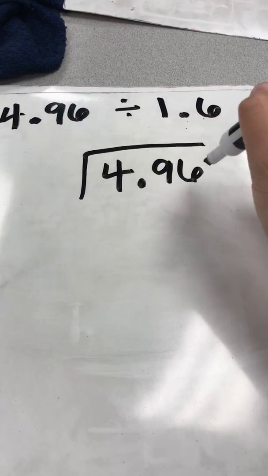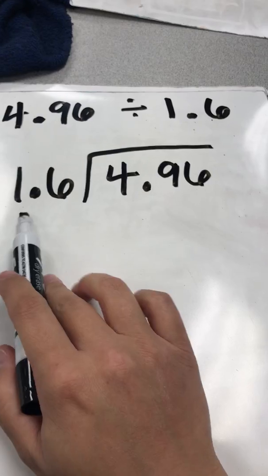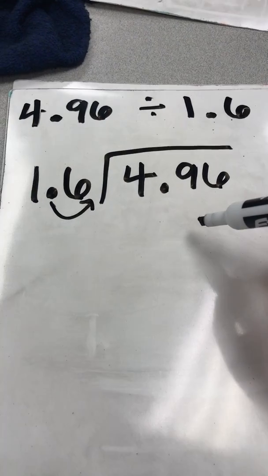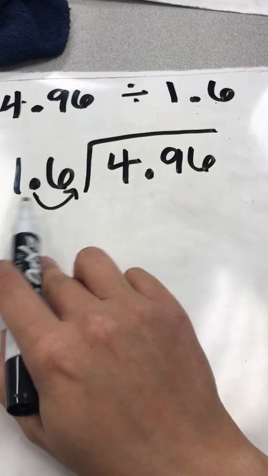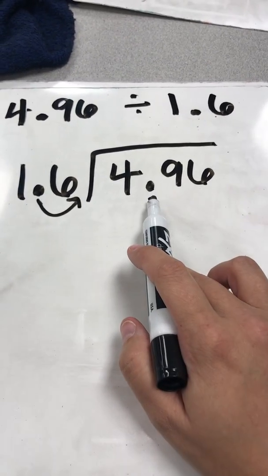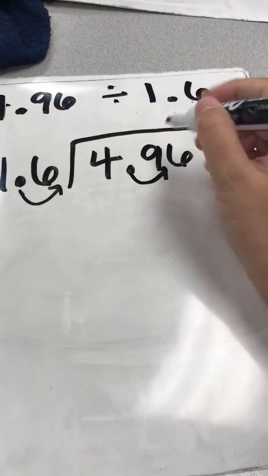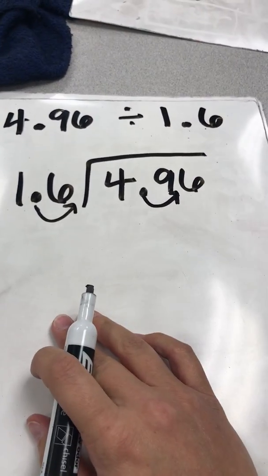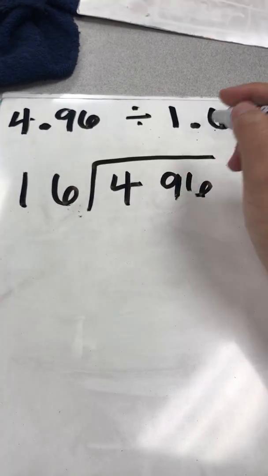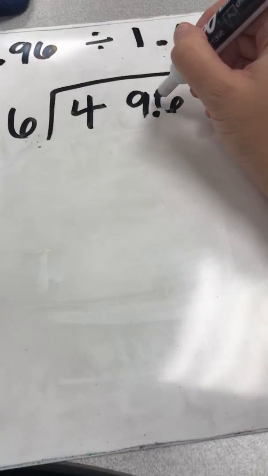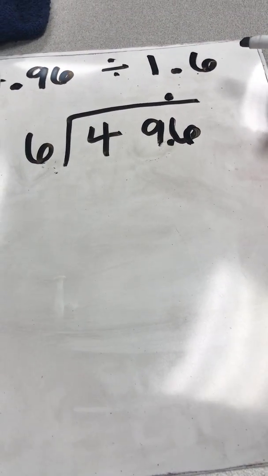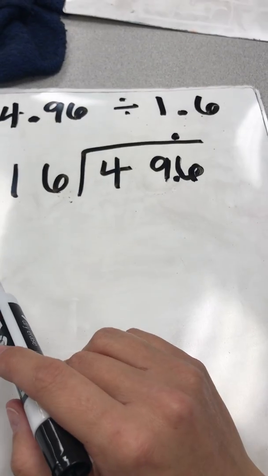So if it helps you to see it set up with our long division, what we're saying is this number cannot be a decimal. So I need to move this one place value so that it becomes a 16. Whatever I do here, I have to do in here. So since I moved that decimal one place, I have to move this decimal one place. Now, if I erase my arrows, I have 16, and this has become 49 6/10. So now my decimal is going to go right up in my answer. Okay, now I can divide just like I did my other problems.